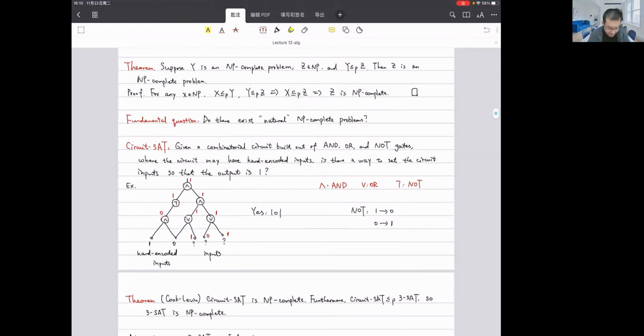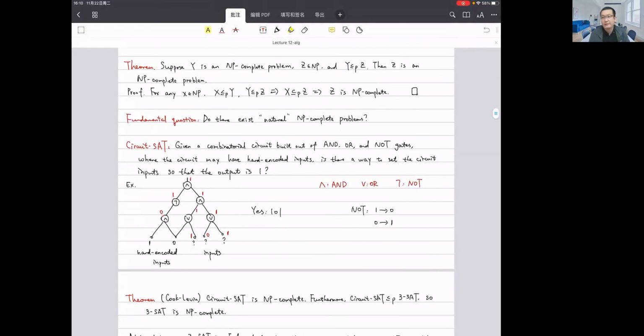And furthermore, another theorem that we showed: assume that we have proved that problem y is an NP-complete problem. And furthermore, we know that there is another problem z, which is still an NP problem, and there is a reduction from y to z. So this also establishes that z is an NP-complete problem.